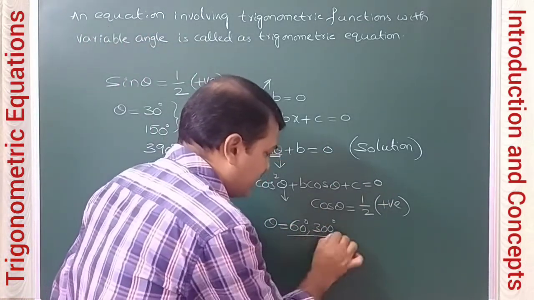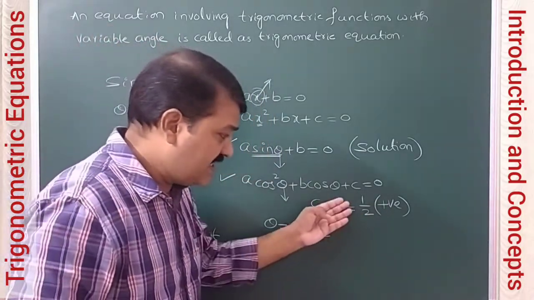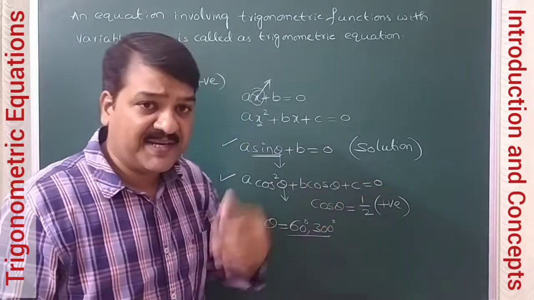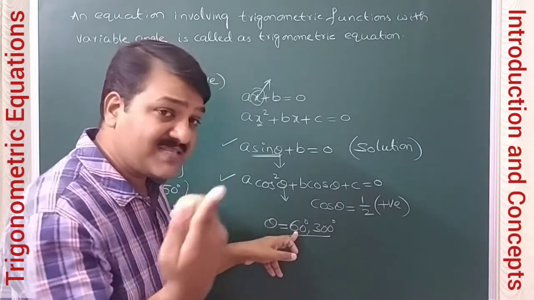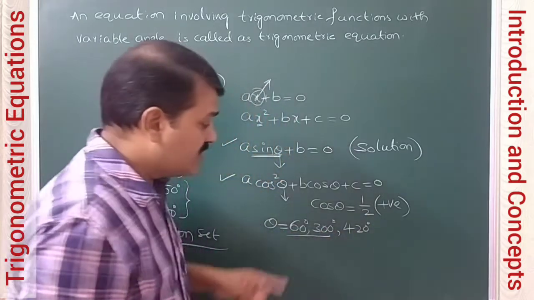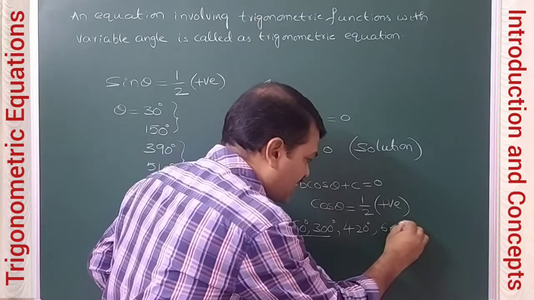So this is the first set of two solutions between 0 and 2 pi. Now clearly this is a cyclic function, so every 360 degrees the values will be repeating. So 60 satisfies the equation means 360 plus 60, 420 degrees also satisfies. 300 plus 360, so 660 degrees also satisfies.